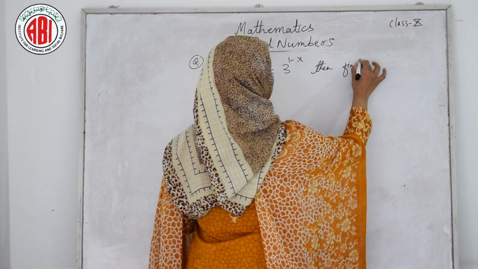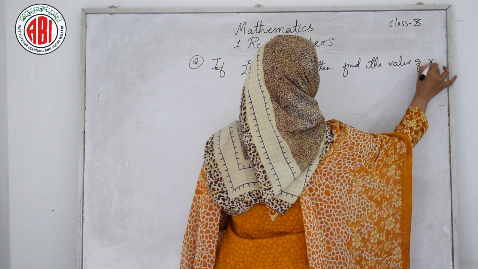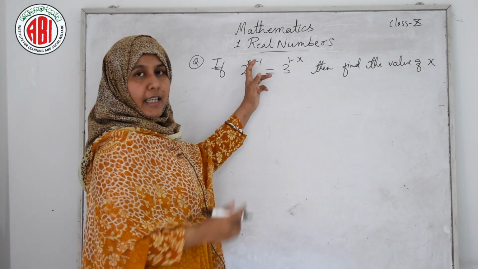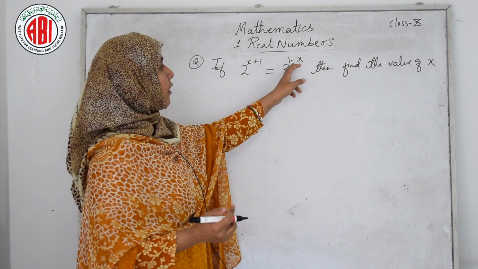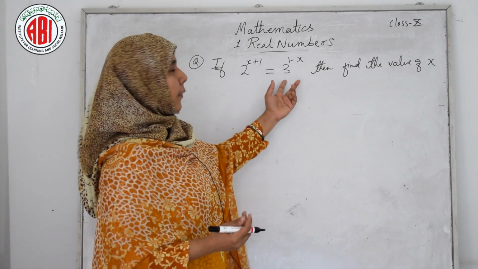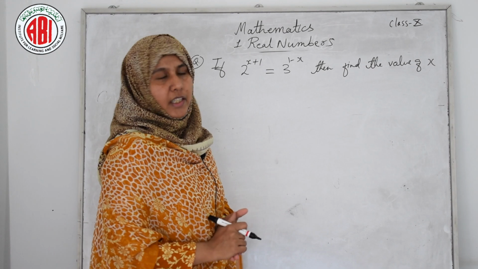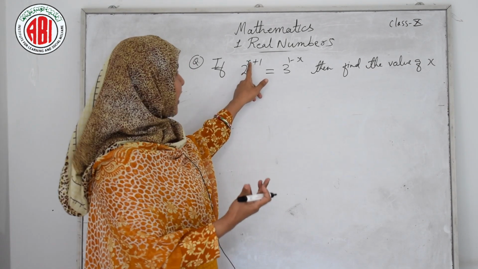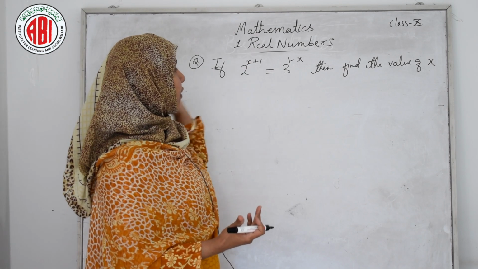Then find the value of x. Can we find the value of x? Because x is given in the exponent form, in the power form. How to find it? Is it easy to find? If this is an equation, if the base is x, it is easy to find. But if x is coming in the form of a power, in the exponent form, how to find the value of x?